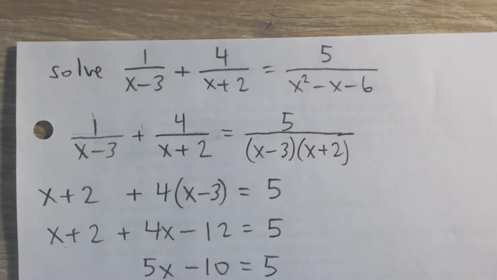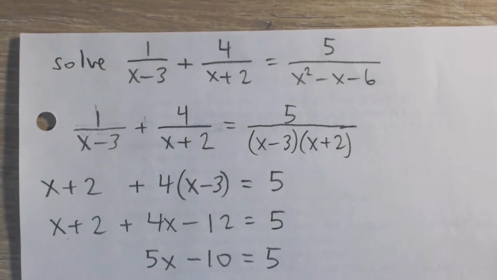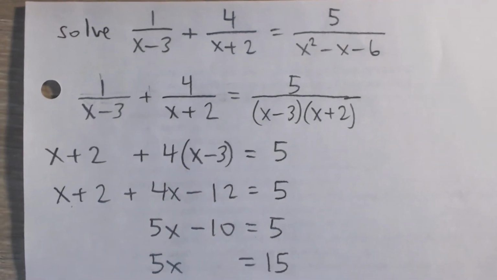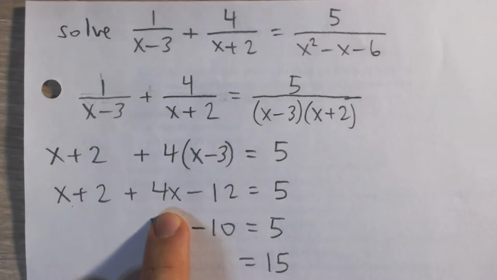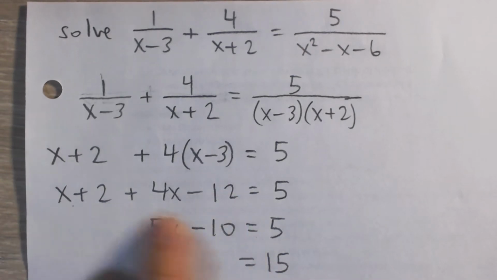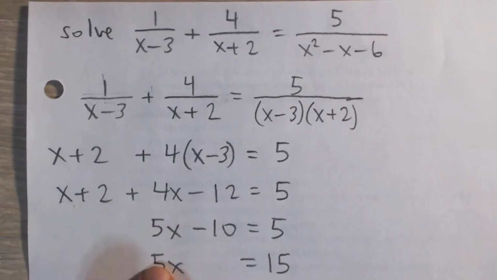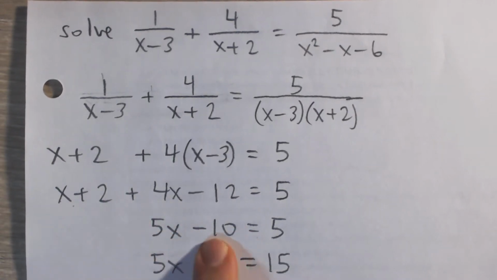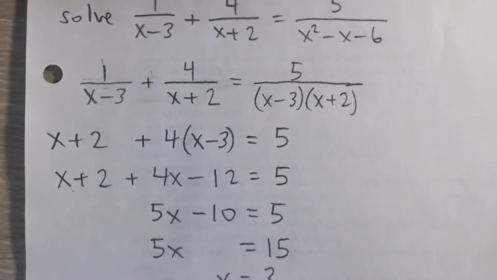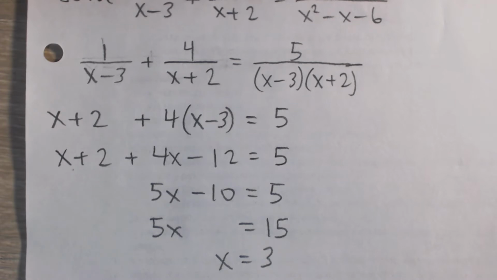And so now all we have is a linear equation, which we can solve for x. So here we go. I'm going to distribute the 4 to both the x and the negative 3. So 4 times x is 4x. 4 times negative 3 is negative 12. I'm going to collect like terms on the left. x plus 4x is 5x. 2 minus 12 is negative 10. Add 10 to both sides. So on the right, we get 5 plus 10. That's 15. And then finally, divide both sides by 5, and we get x is equal to 3.